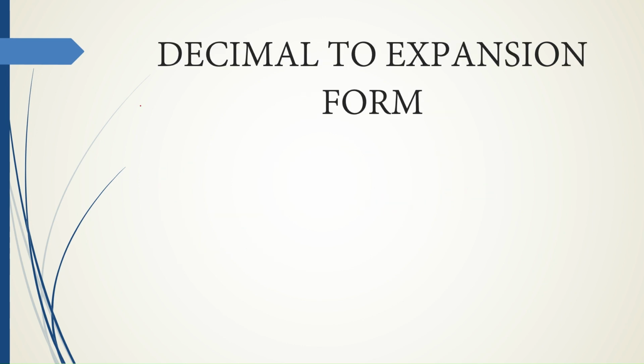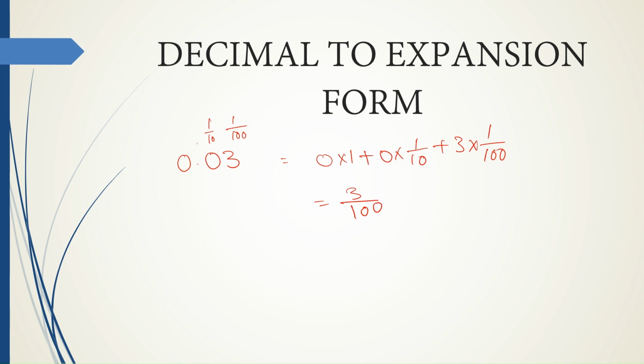Consider the decimal 0.03. In this expansion form, we know after this point we will have tenths and then hundredths. So this is tenths, this would be hundredths. This can be written as 0 into 1 plus 0 into 1 upon 10 plus 3 into 1 upon 100. Or we can directly write it as 3 upon 100.